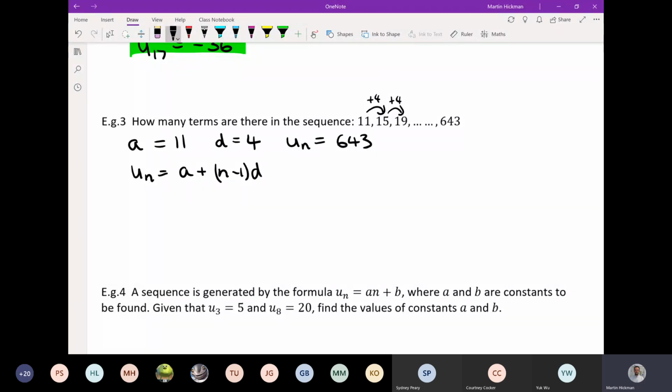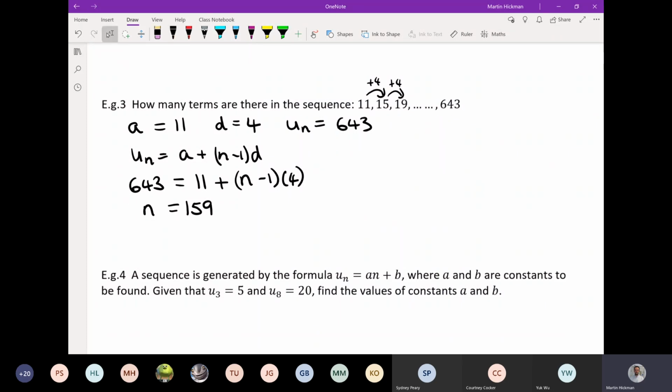Really important, we've got to learn this. Okay, got to learn this. Un is going to be 643. A is going to be 11. n is what I'm trying to find. And I know that D is 4. So then I can simply rearrange this. I'm going to take away the 11 from both sides, divide by 4, add the 1, and I get 159. Okay, and I could go back and sub that back in, check it. If I do 11 plus 159 minus 1 times 4, I should get 643. So there's 159 terms in that sequence.